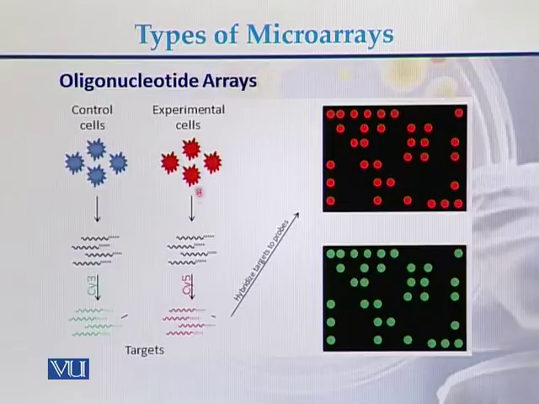While the experimental samples, which were labeled with cyanin 5, give fluorescence of a red color. So in this way, we can distinguish between the control cells and the experimental cells, because the control cells give fluorescence in green color, while the experimental cells give fluorescence in red color. That is due to cyanin 3 and cyanin 5.